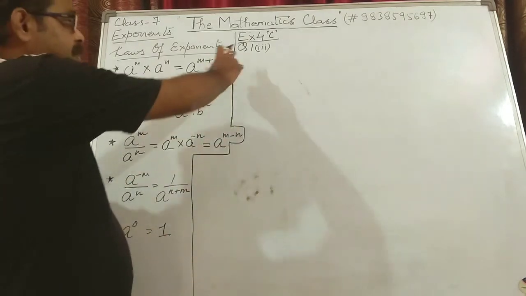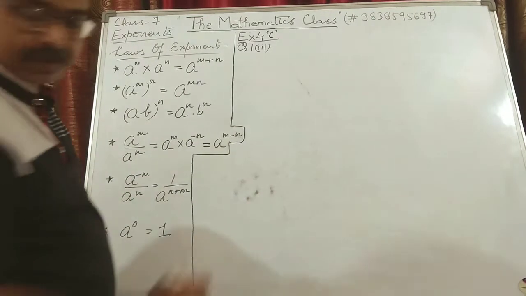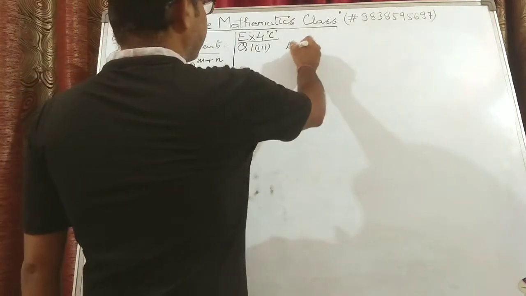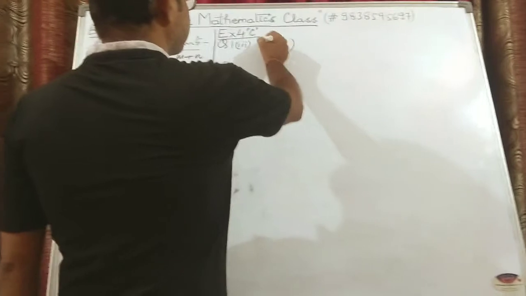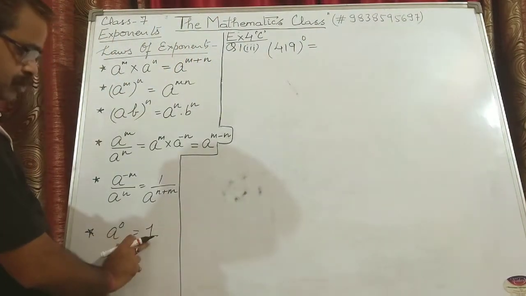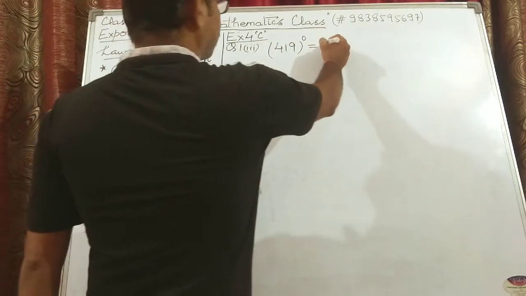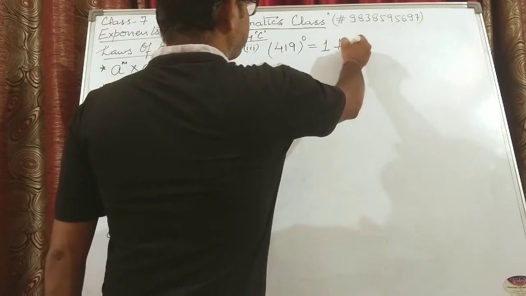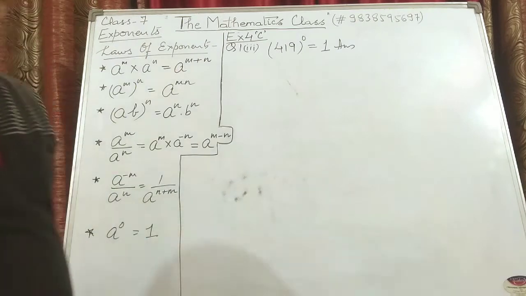So I am taking first question third part and it is 419 to the power 0. So you all know anything to the power 0 is equal to 1. So its value will be simply 1. That's it.